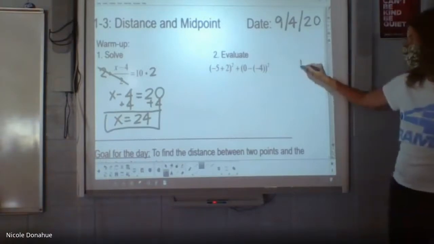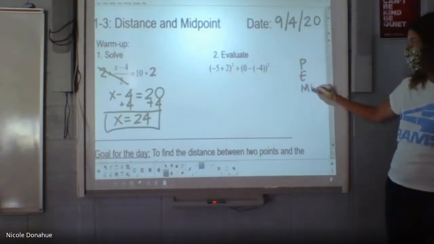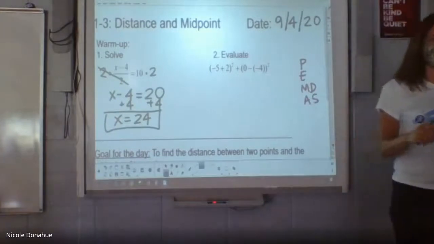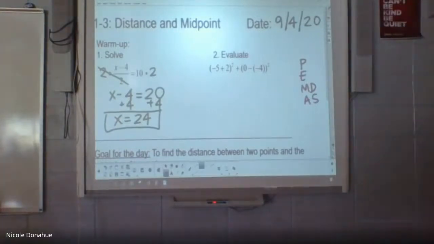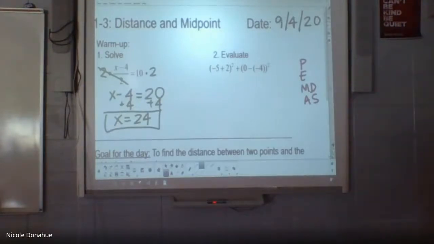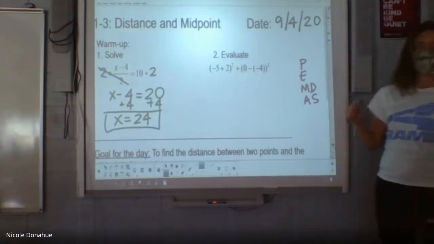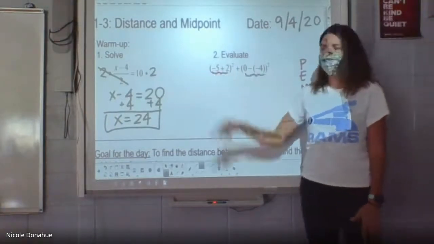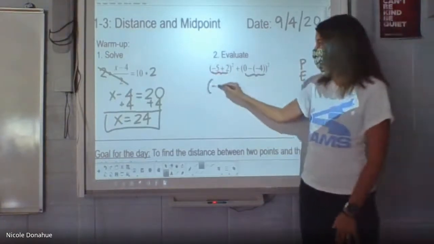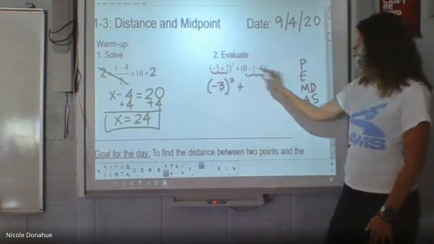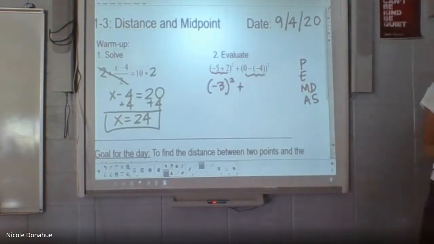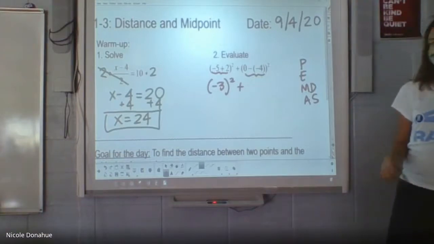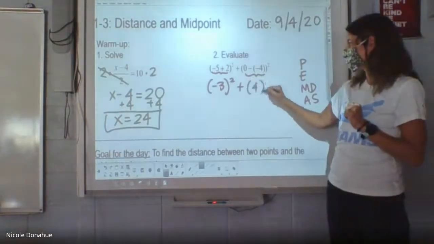You might not know the actual name, but you might know PEMDAS. Order of operations tells us how to do this thing. I can't just say I want to square everything right now, or I want to add things right now. I have to follow the rules. So I have to do inside the parentheses first. So I'm going to do that. Negative 5 and 2 is going to be negative 3. Square it. 0 minus a negative 4 becomes plus 4, right? 0 plus 4.